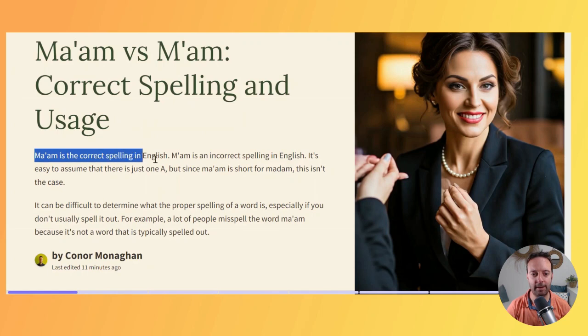So let's answer the question. Ma'am is the correct spelling in English. So we use M-A-'-A-M, right? We don't use it like this. We always use it like this. It's easy to assume there's just one A, but since ma'am is short for madame, this isn't the case.